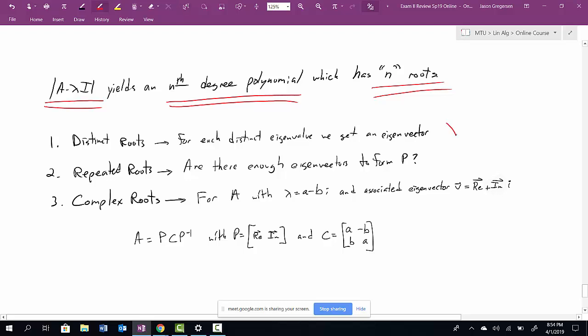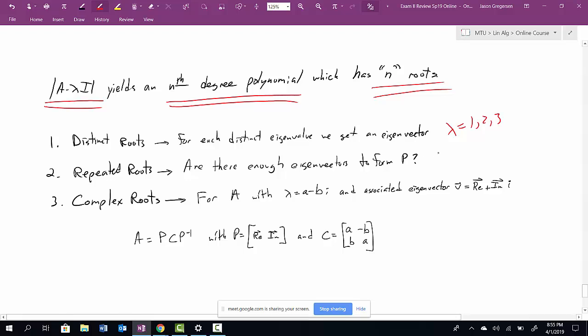If I get distinct roots, if I get lambda equals 1, 2, and 3, every time I plug those back in to find an eigenvector, I'll get an eigenvector. I will have 3 eigenvectors. I can form my matrix P. It will be square. Everything will be right with the world. I can diagonalize. Yay! Okay.